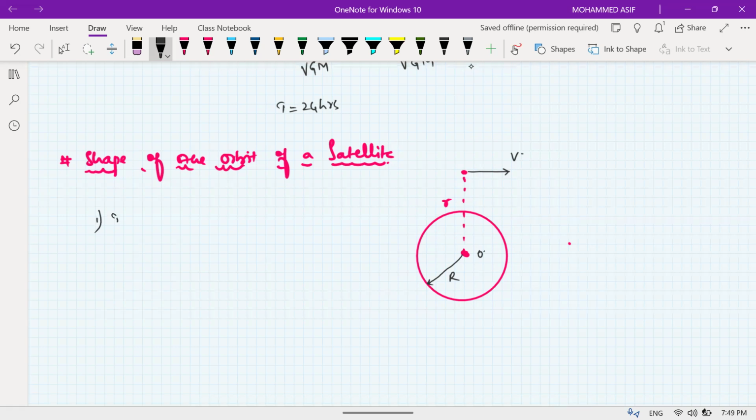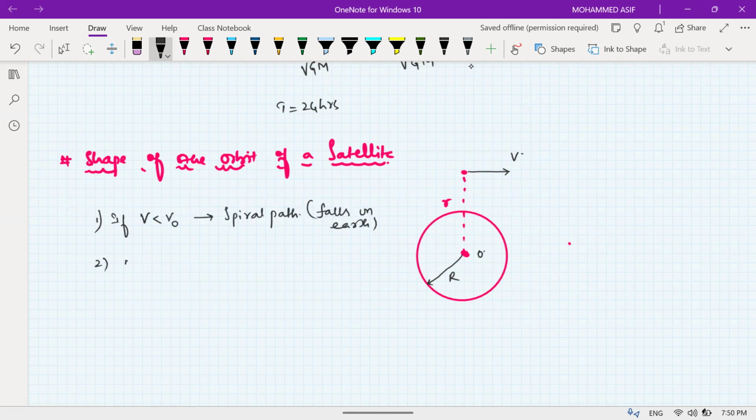See here. If I'm projecting a body with certain velocity v, if my given velocity is lesser than orbital velocity, then the satellite does not remain in a circular path. So it traces the spiral path and ultimately falls onto the Earth. So what is the path of this one? Spiral path, and it falls on Earth finally.